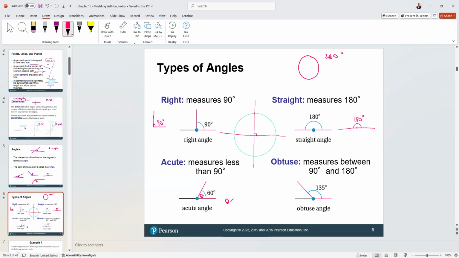So theta is less than 90 degrees, right? An obtuse angle is an angle that is between 90 degrees and 180 degrees. We call it obtuse. A straight angle, if we call this one theta, is equal to 180 degrees. And a right angle theta is equal to 90 degrees. An acute angle is an angle that is less than 90 degrees.